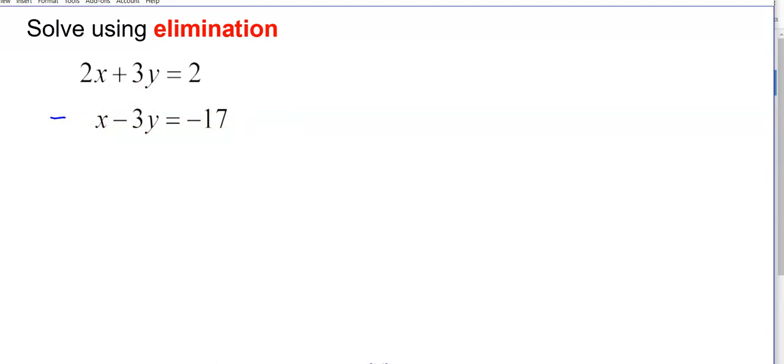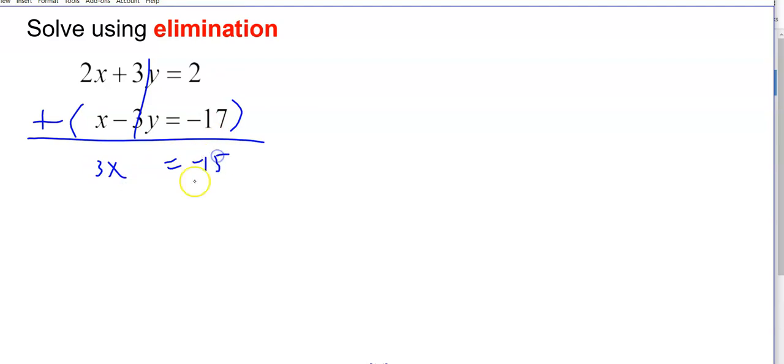However, I'm going to do it the easy way here because it's already set up. It's not bad, right? So you're going to add, because this is called elimination, because you're going to eliminate a variable. If I add the 3y, -3y is gone away. There's no more y's, so I get 3x equals -15. So divide by 3, you get x equals -5.